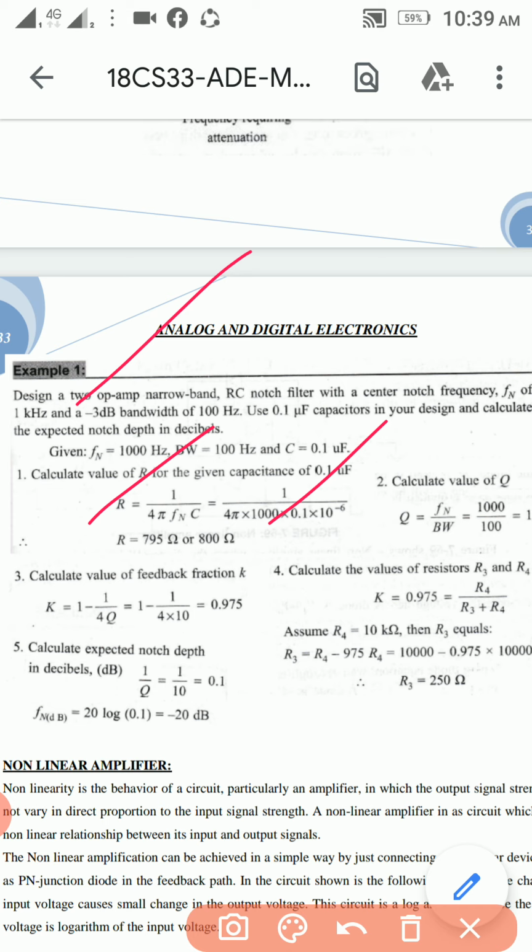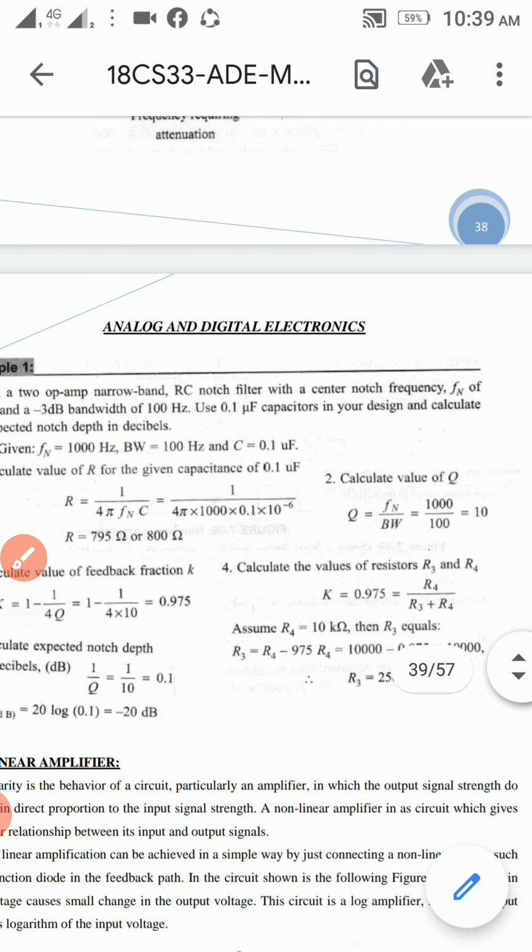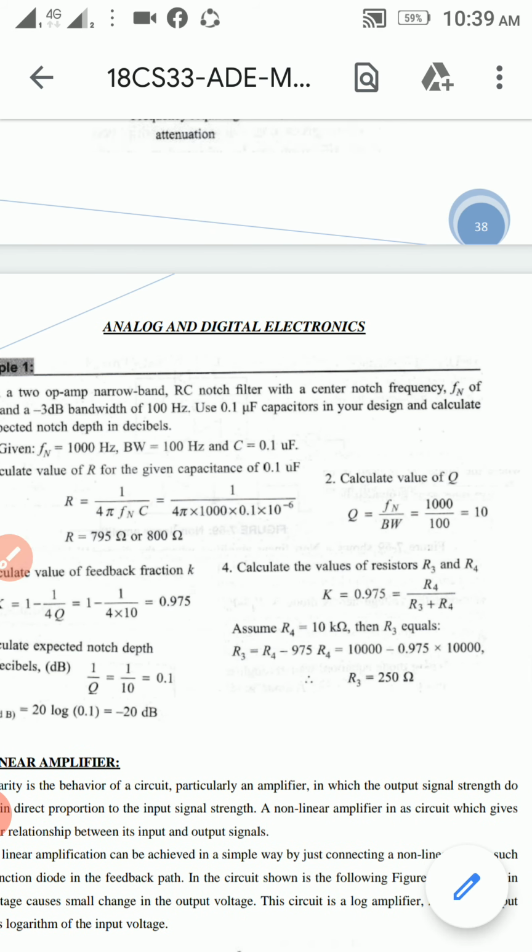Okay, so the next: calculate the value of feedback fraction K. You have to remember the feedback fraction K formula is equal to 1 divided by 4Q. Q is the quality factor, so we substitute the quality factor in this expression and we'll get the K value. Okay, what else he has to find out is to calculate the resistance value.